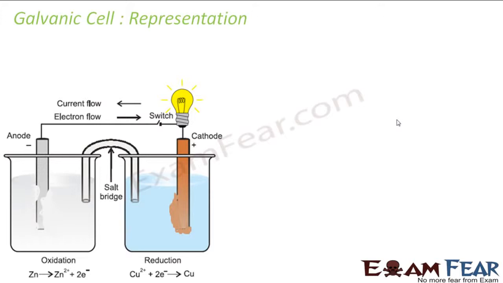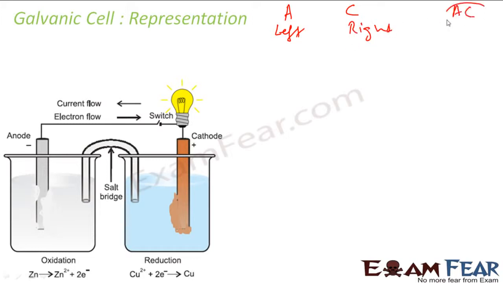Right? Now there was a confusion. Some people used to keep anode on the left, cathode on the right. Some people used to do the other way around, keeping cathode on the left and anode on the right. And there was a confusion. So again, the IUPAC came with the convention that anode will be on the left and cathode will be on the right.